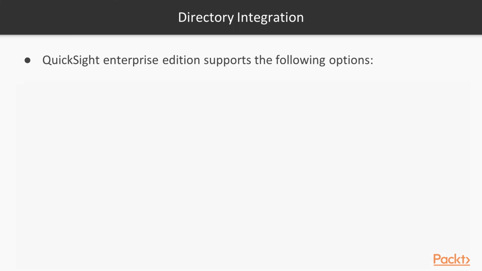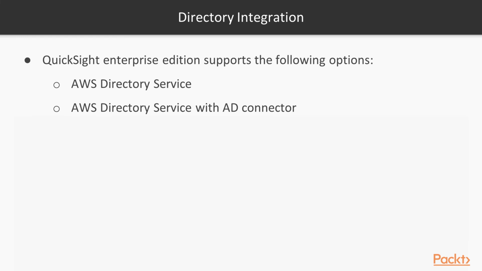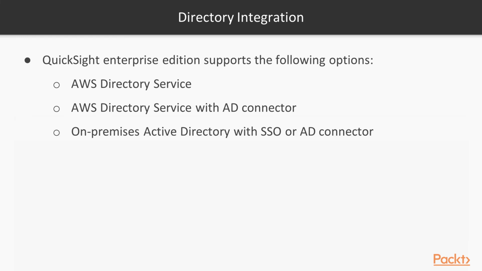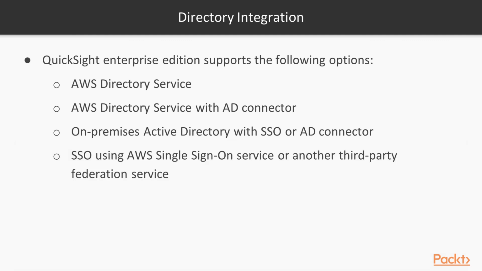Directory integration. This service is specifically allowed for the Enterprise Edition of QuickSight, with which you can choose one of the options: AWS Directory Service, AWS Directory Service with AD Connector, on-premises Active Directory with SSO single sign-on, or SSO using the AWS single sign-on service with another third-party federation service.